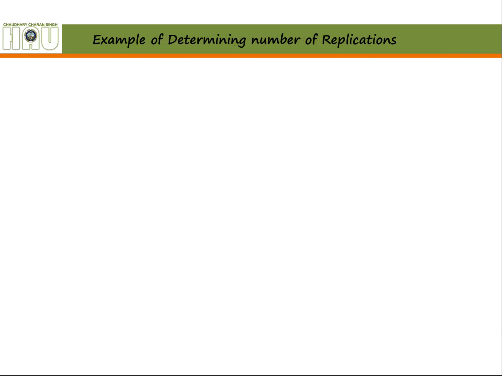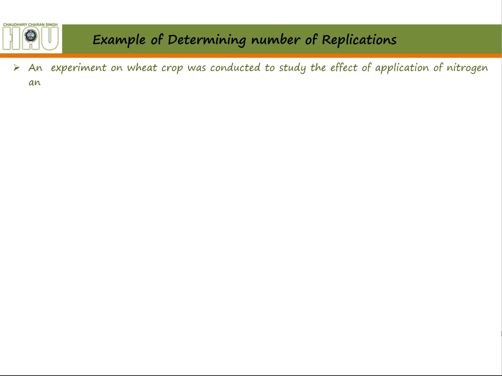Right? So let us take an example by which you can estimate the number of replications for a desired level of precision. An experiment on wheat crop was conducted to study the effect of application of nitrogen and phosphorus on yield in a randomized block design with three replications. This is my problem statement.